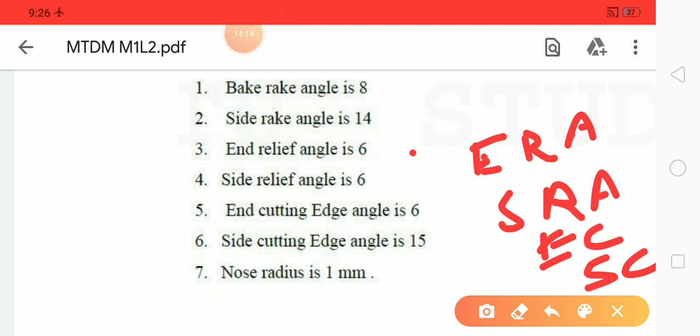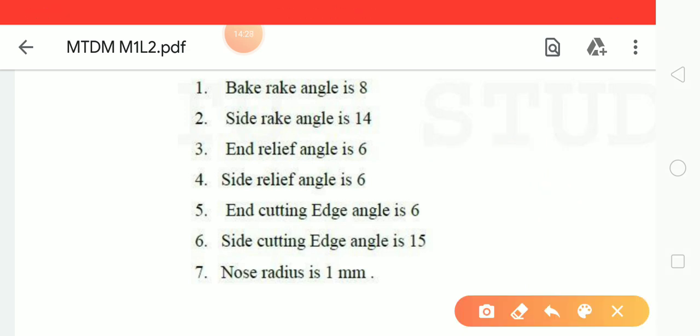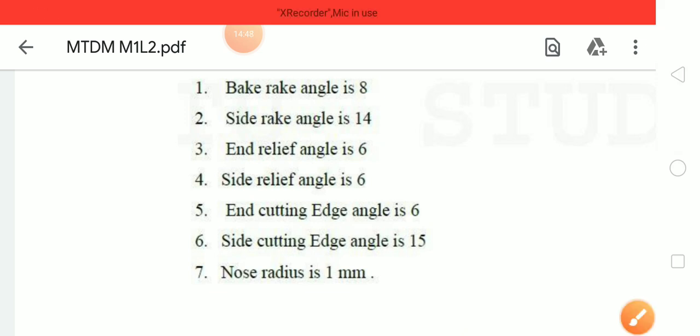The third one is ERA, end relief angle, and the fourth one is side relief angle. The fifth one is end cutting edge angle, the sixth one is side cutting edge angle, and the seventh one is nose radius. Learning these by heart will get you better marks, because if you change the order while writing your answers in university exams, you will not be given much marks. So learn this order by heart: back rake angle, side rake angle, ERA, SRA, EC, SC, nose radius.